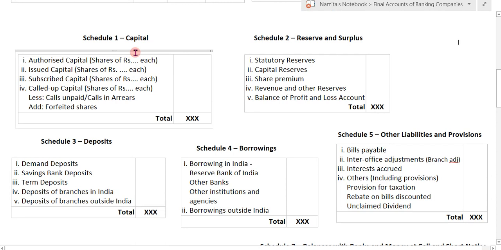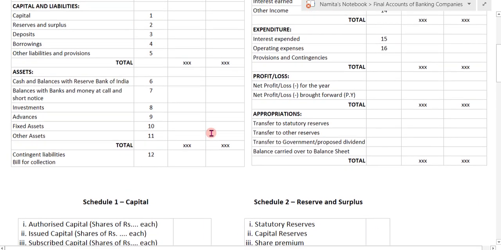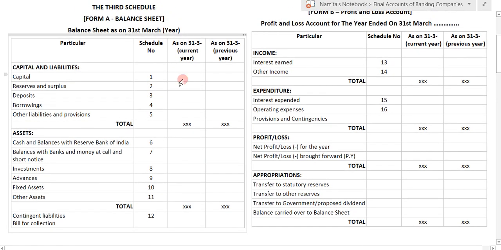In this schedule, authorized capital, issued capital, subscribed capital, called up capital, and if any calls unpaid or calls in arrears are there, it is to be deducted from called up capital, and if any forfeited shares are there, it is to be added, and the total of the amount is to be noted in this balance sheet in the amount column.